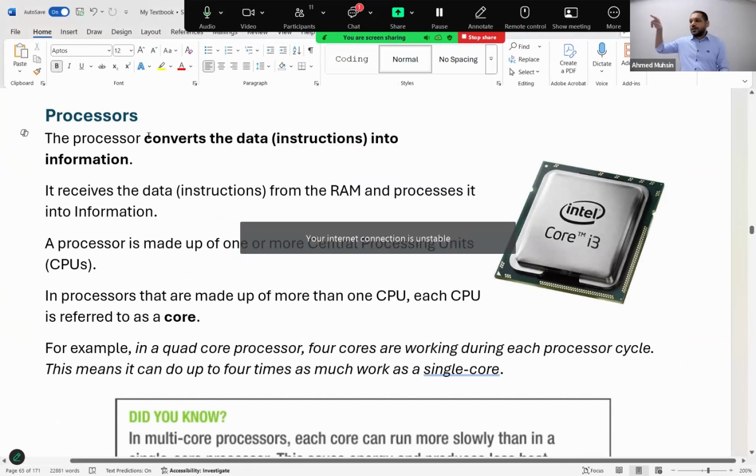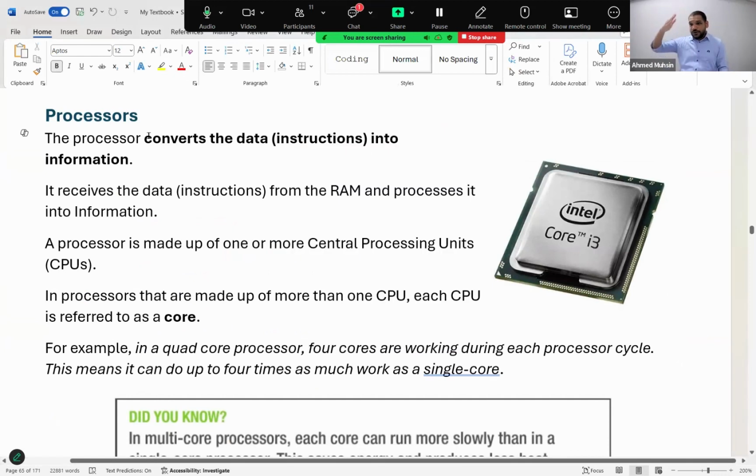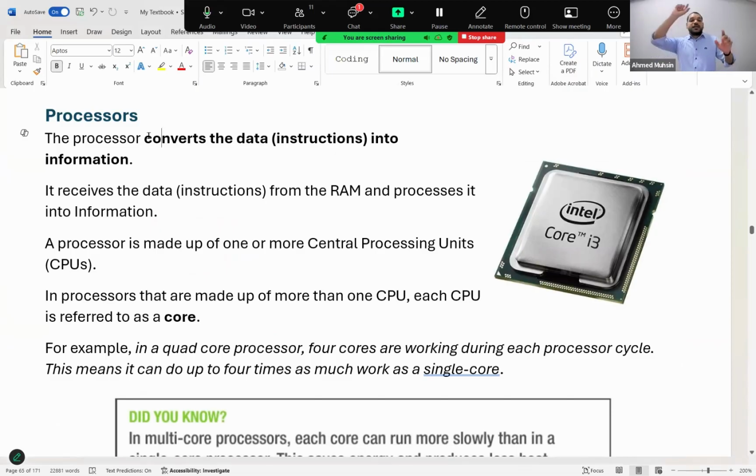Everyone, can you all see the bold words over here? Let's stop there for everyone. Look at me below. IPO cycle. What was IPO cycle? Input, process, output. So basically, your processor is converting your input into output or information, right?